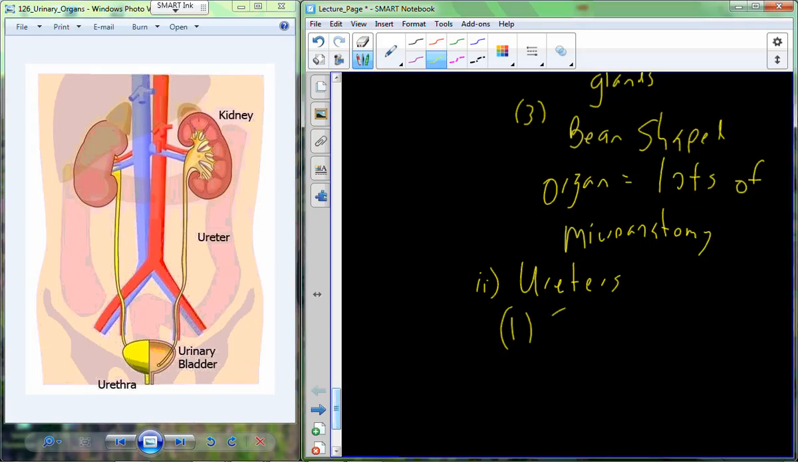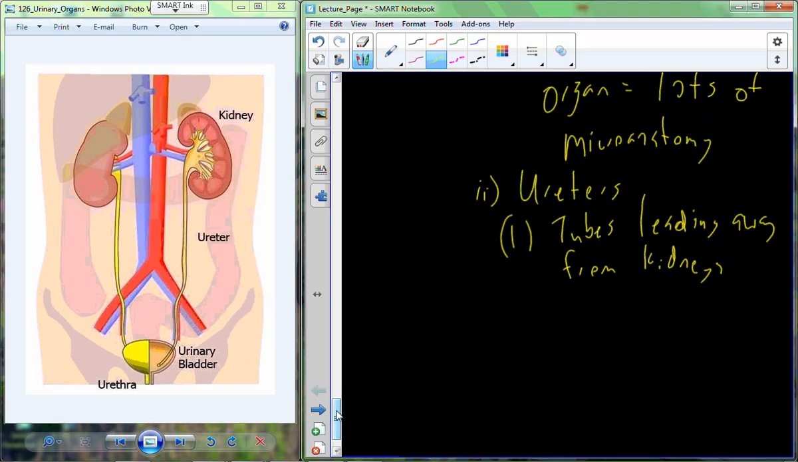The tubes that lead away from the kidney are the ureters. They also sometimes get called ureters. Whatever the case, these are simply tubes that carry the urine from the kidney. So, tubes leading away from the kidney, and they carry the urine.